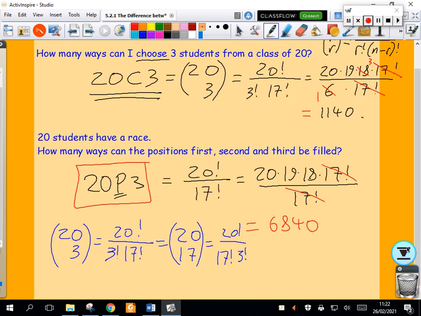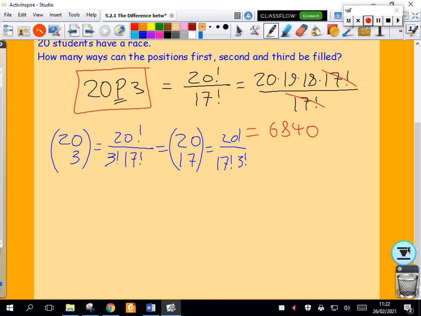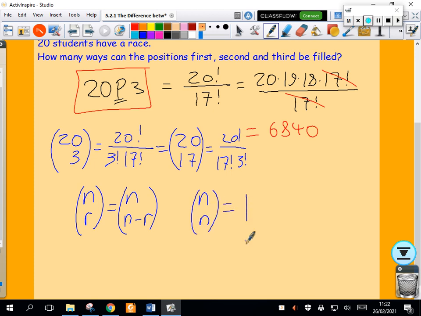If I was to formalize that, n choose r is always equal to n choose n minus r. Always, for any values of n and r. r always has to be less than or equal to n. They both have to be whole numbers. Okay, non-negative whole numbers. Any number choose itself is always 1.